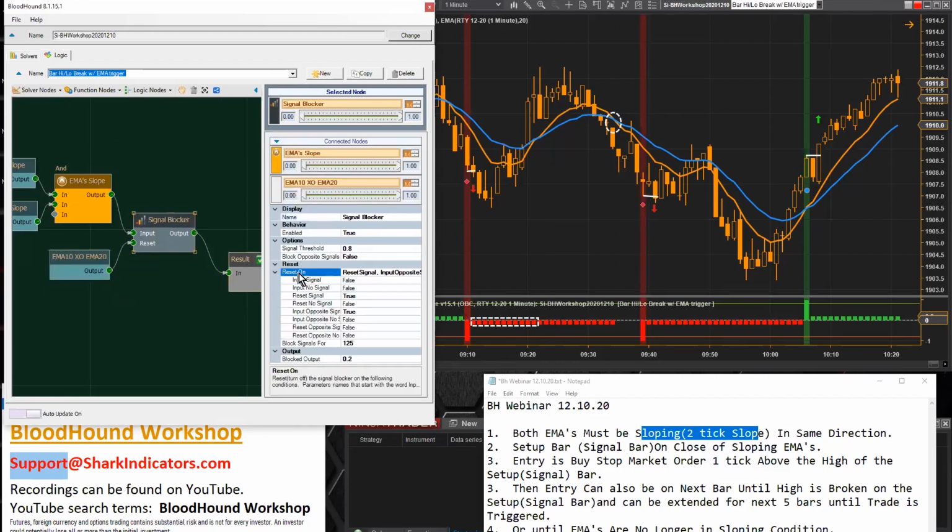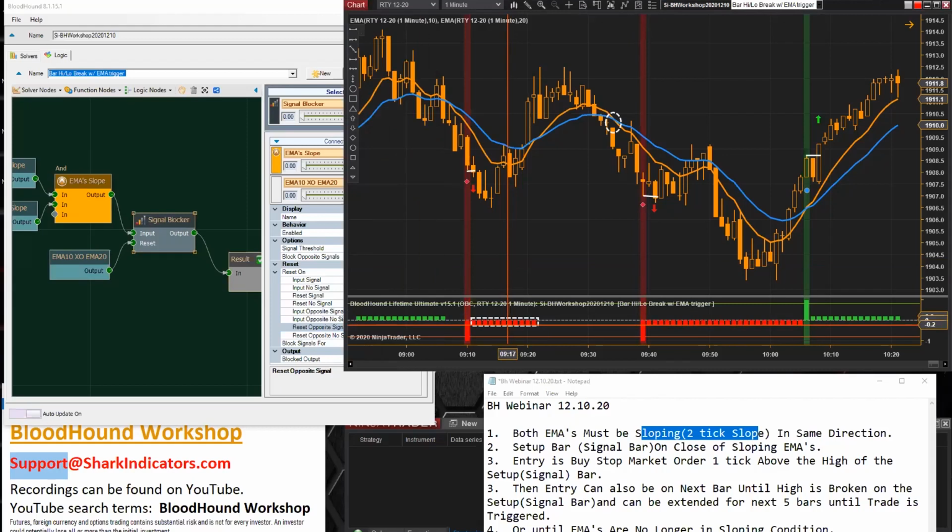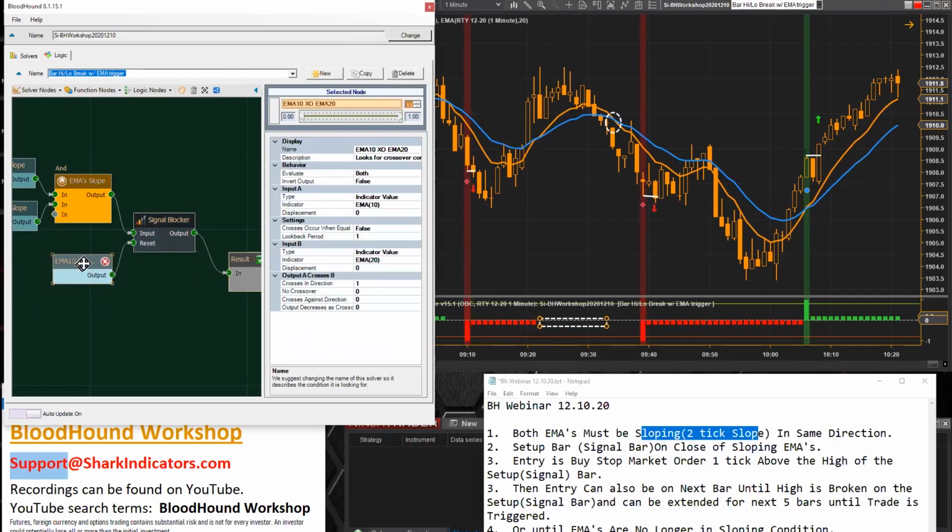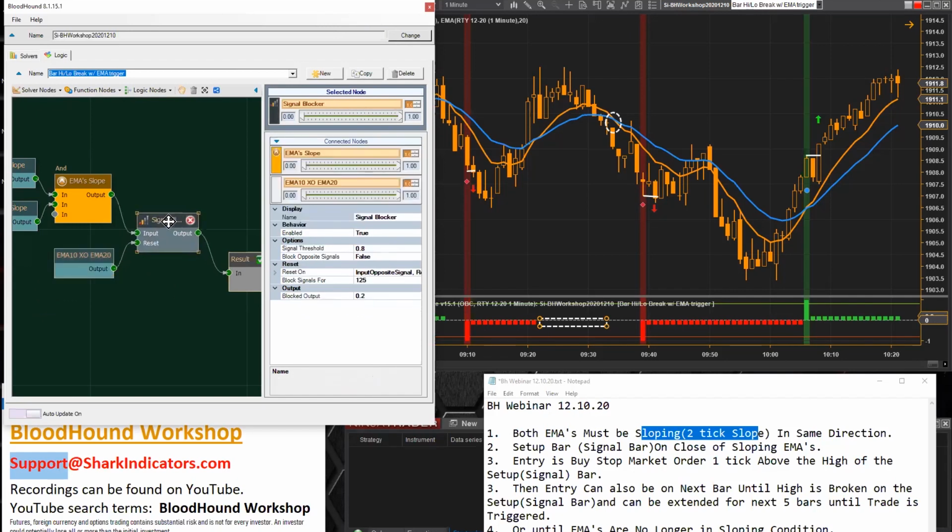And then we need to open up the reset section here. You can open this up. We are using the reset signal, but we're using the reset opposite signal there. We're using an opposite signal going into the reset. So if I set this to true, now look, there we go. See, our signal blocker turned off. And so right here, it's no longer blocking short signals. And so now we actually get our next setup bar signal, because our signal blocker was turned off. So the long signal coming from our crossover solver is turning the signal blocker off.